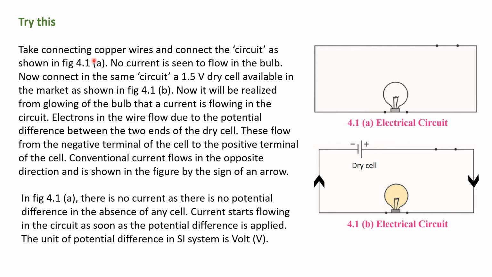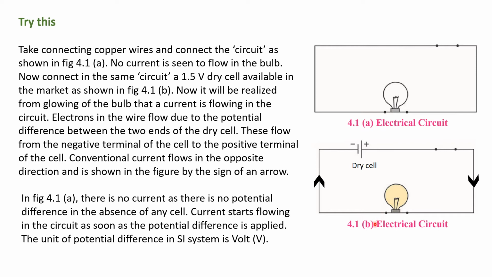Now we'll see that, take connecting copper wire and connect the circuit as shown in the figure. See, you have to take one copper wire and connect it as shown in the figure. So here we'll see the same circuit with a dry cell; we have to make another circuit as shown in the picture.